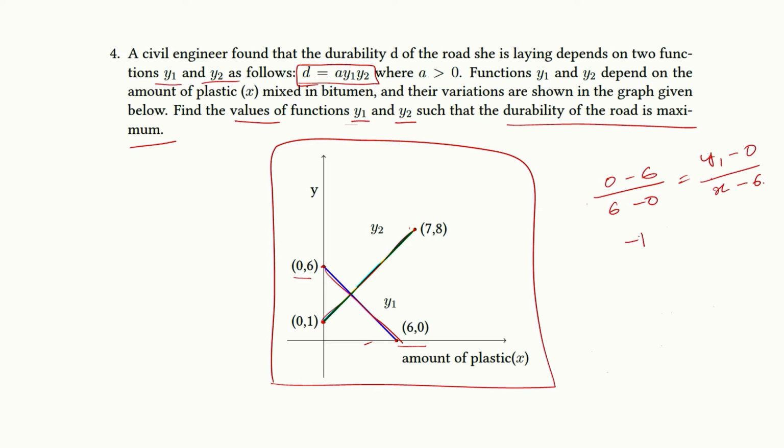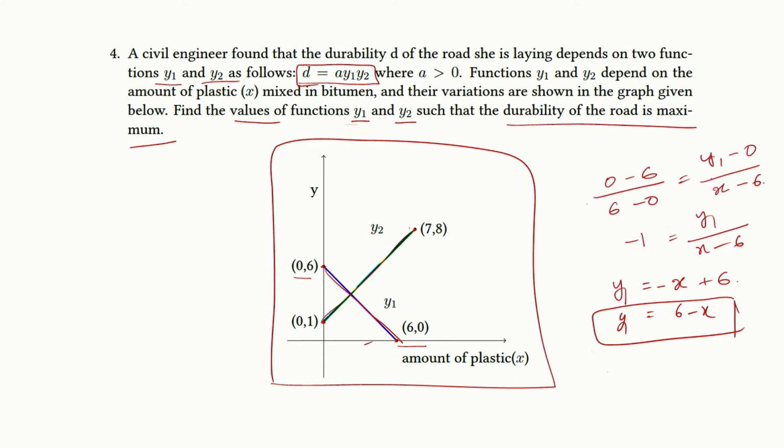So this will be minus 1. This will be equal to y1 by x minus 6. If we cross multiply, we will get x1, y1 is equal to x plus 6, minus x plus 6, and that gives us y1 is equal to 6 minus x.